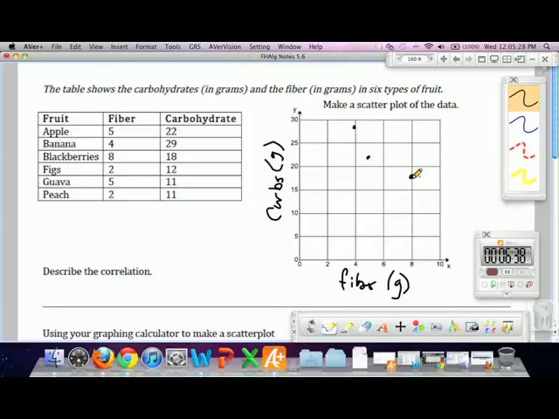So we got what? We got 2 and 12, 5 and 11, 2 and 11. Okay, so we got our scatter plot.